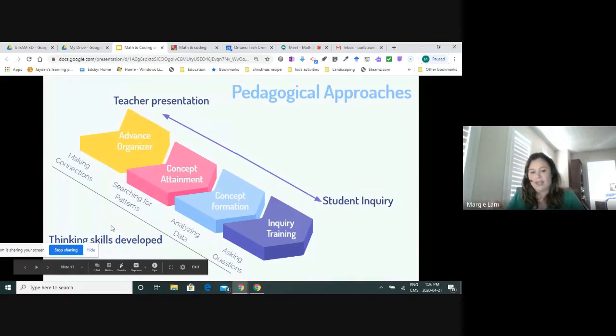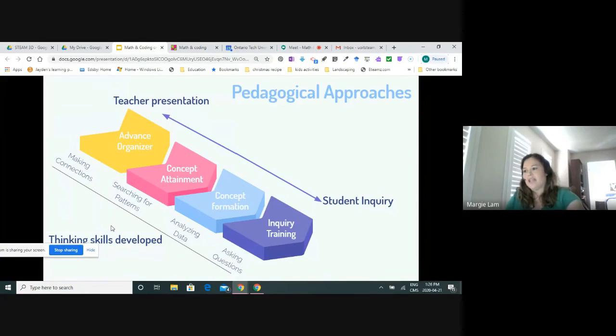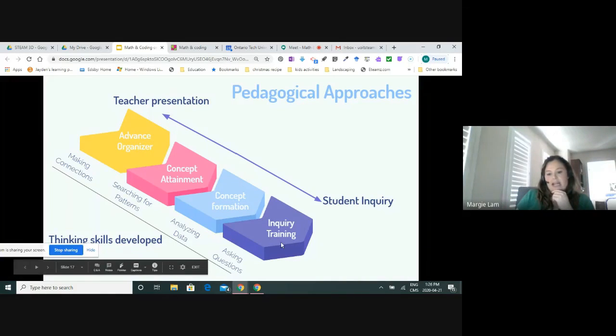So just to recap here, these are the pedagogical approaches. As you can see to the left, the advanced organizer is really more teacher presentation, and the spectrum moves down until you have student inquiry, which is the inquiry training. But one thing to notice, this is not an order of pedagogical approaches. You don't have to necessarily do this in order. For example, I have led classes with inquiry training. I've actually got them to create a game, for example, in Scratch.